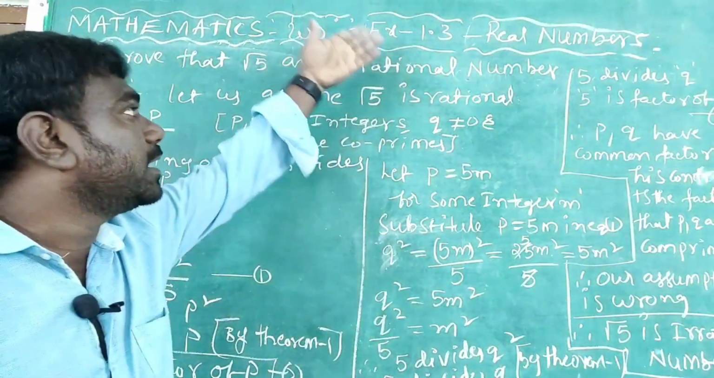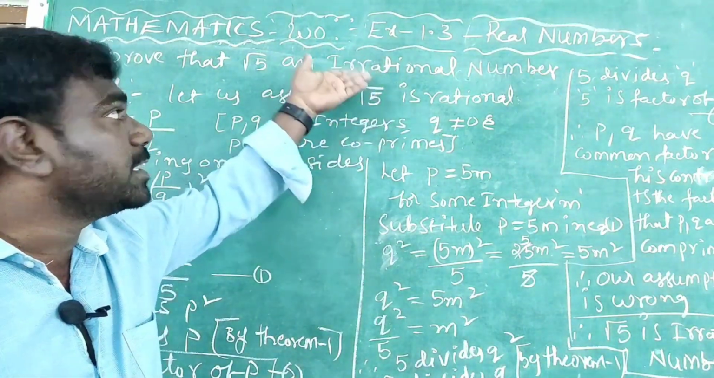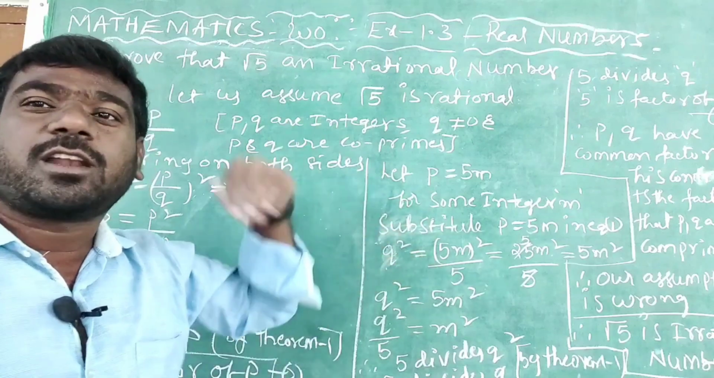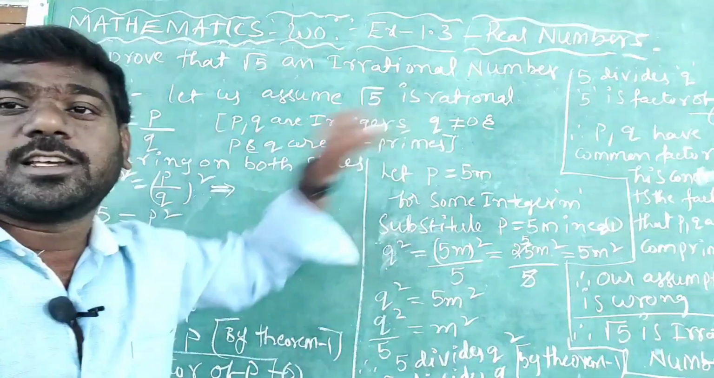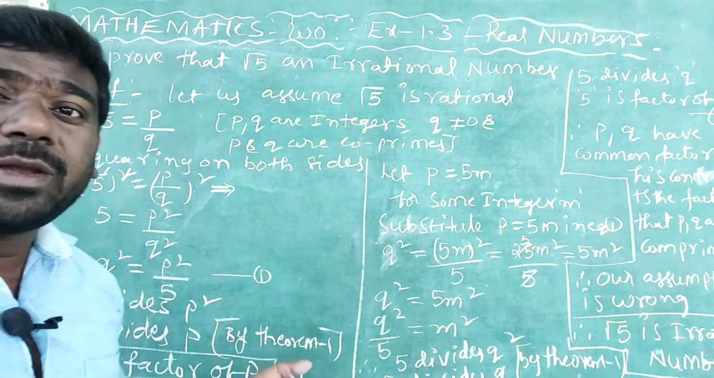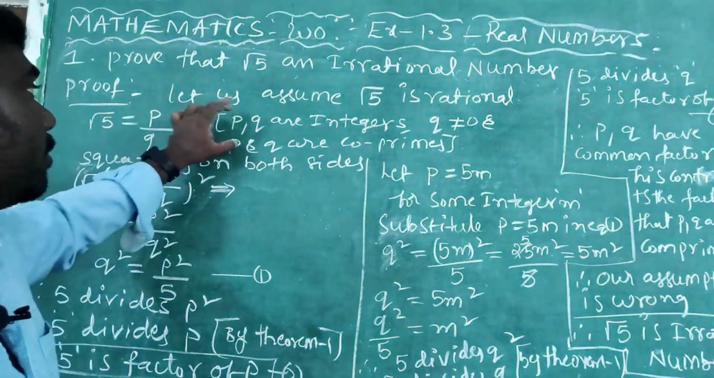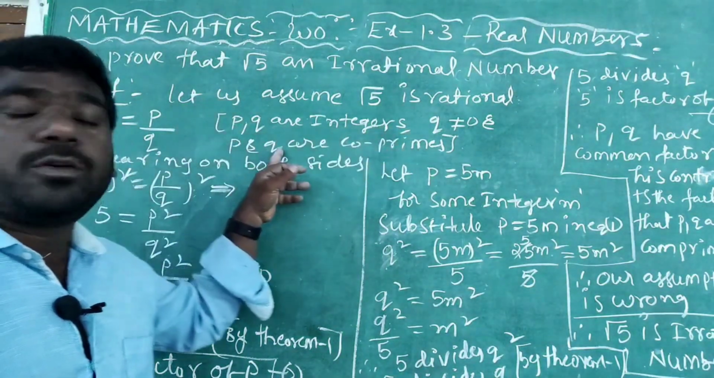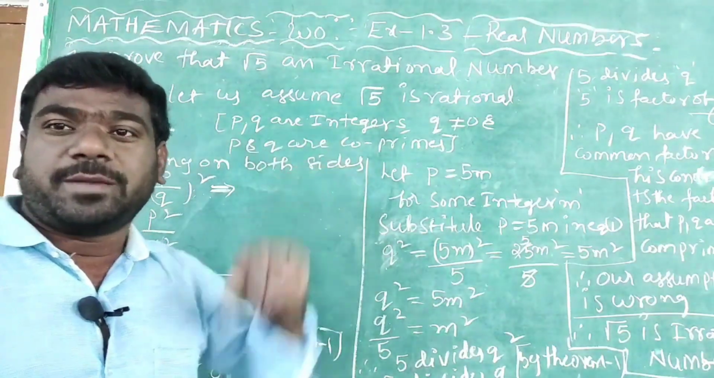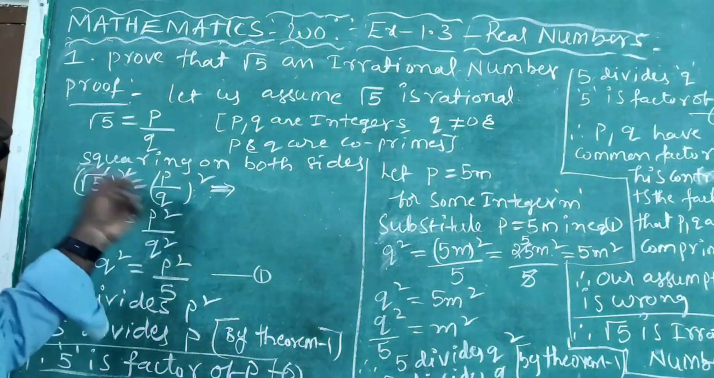Contradiction method means taking exactly the opposite statement of the given statement. As the given statement is irrational, we are going to take rational. Therefore, let us assume root 5 is a rational number. Rational means it should be in the form of p by q, and the conditions are: p and q are integers, q is not equal to 0, and p and q are co-prime numbers. That condition we should satisfy. Now, let's check whether it is satisfied or not.